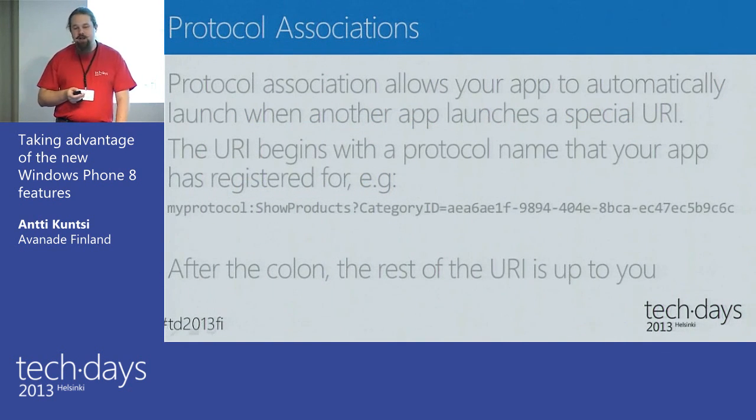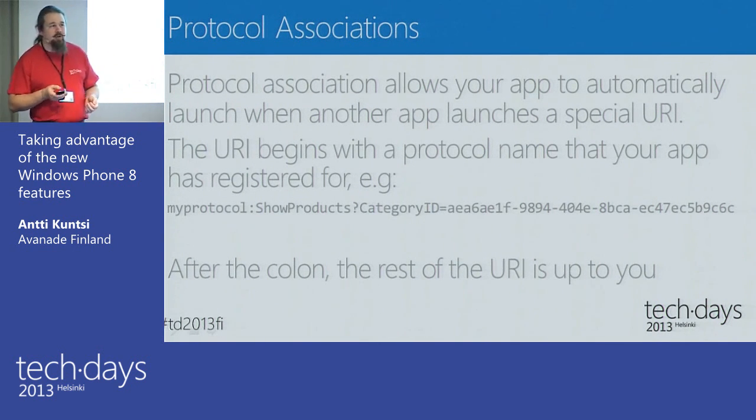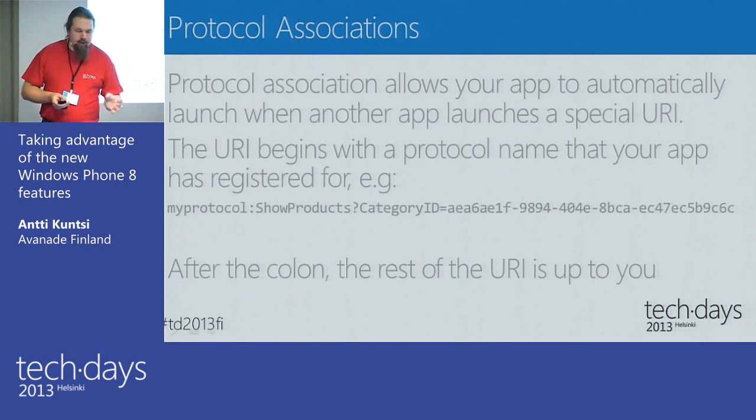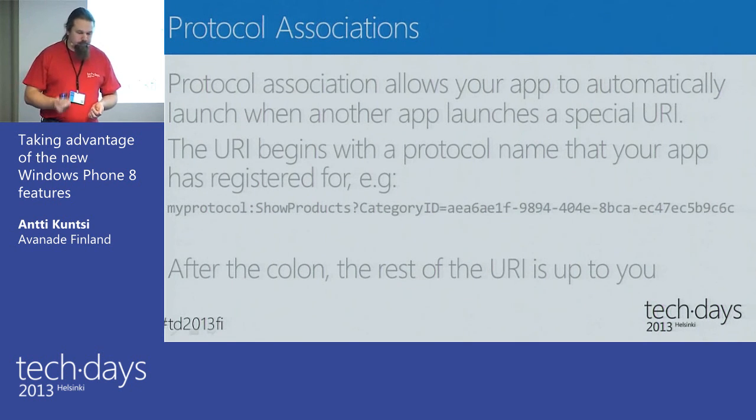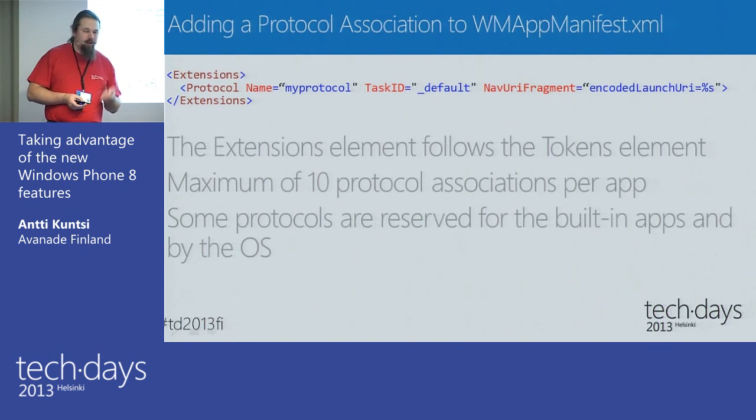Protocol associations is the other way of getting launched and launching other applications. You register a URI, and the schema part, the part before the colon, is what you register. So you declare that you handle this, and anything after that is up to you. It's for you to specify. To do it, you register it in the app manifest. So you add an extension for your protocol. The name of the protocol is your schema. You should leave the task and the NavUriFragment as they are shown. We'll see more in the other code.